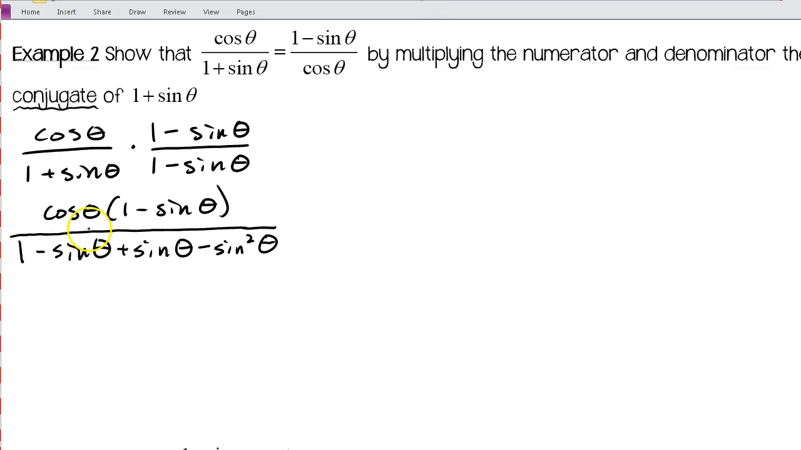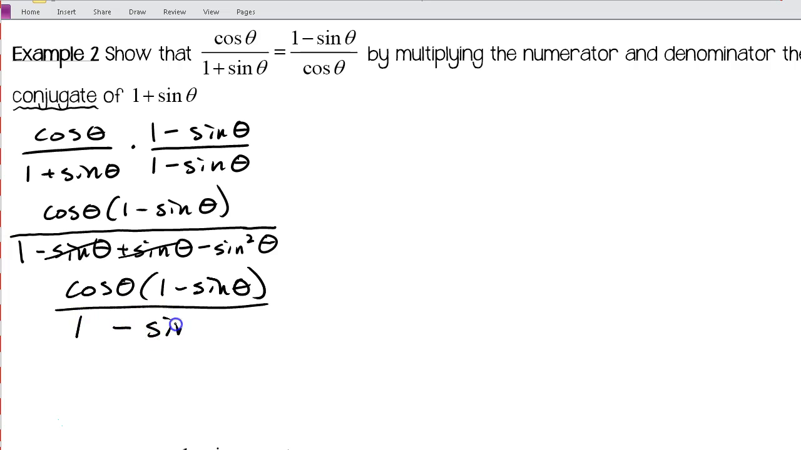Alright, a little technical difficulty there. So minus sine and plus sine, so those cancel out. And we're left with cosine theta times 1 minus sine theta over 1 minus sine squared theta. Okay, so the first technique that we used here is multiplying by a conjugate. Now we're going to use some more of our identities.